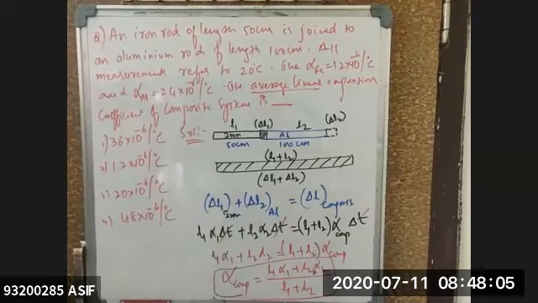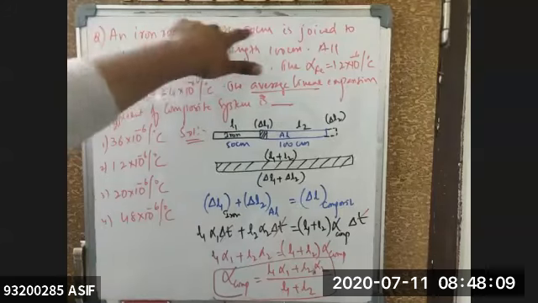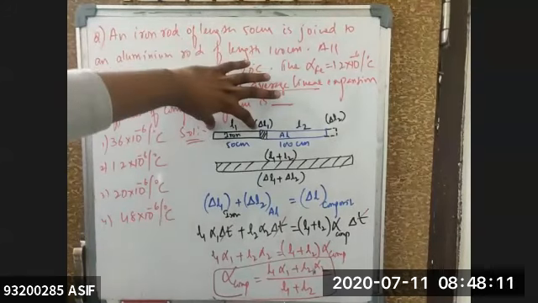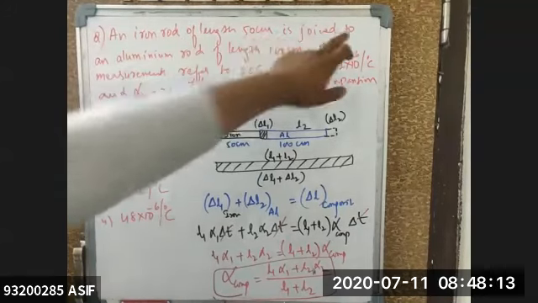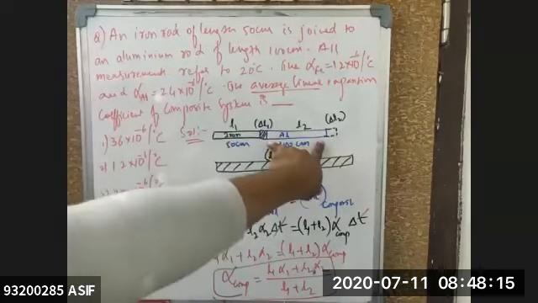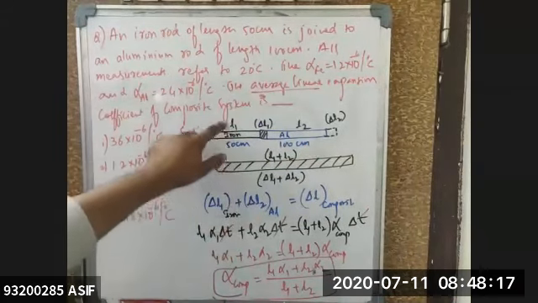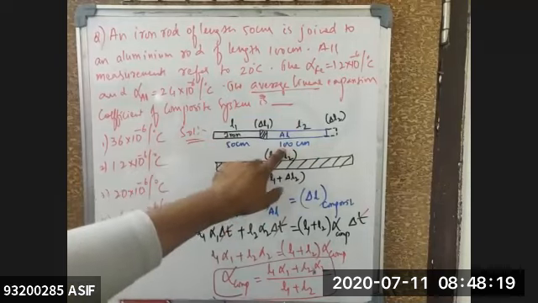Shall I tell you once again? Yes, sir. See beta, we got an iron rod of length 50 centimeter initially. This is an iron rod of length 50 centimeter, and it is joined to an aluminum rod. This is an aluminum rod of how much? 100 centimeter. That means L1 is 50, L2 is 100.